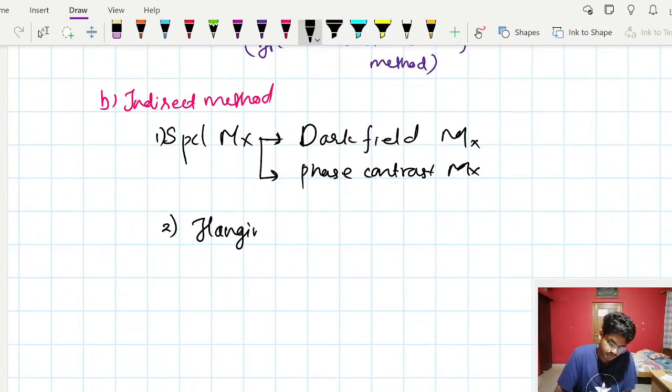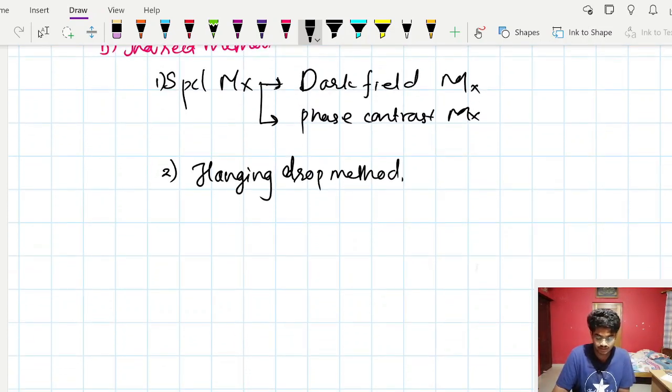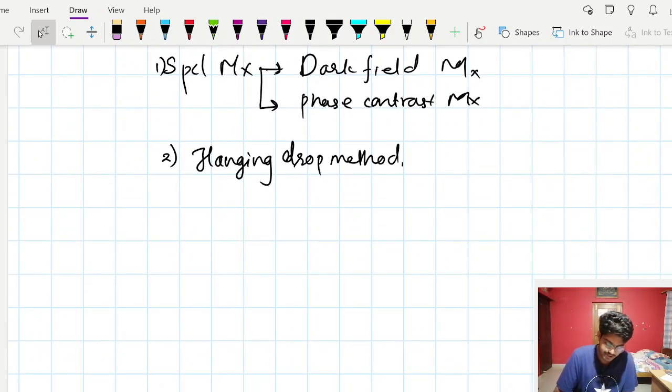We already learned about the hanging drop, how to demonstrate it. It was devised by Louis Pasteur. Hanging drop method, because here we can demonstrate the motility of an organism under normal microscopy. Then there is another method, wet mount preparation.